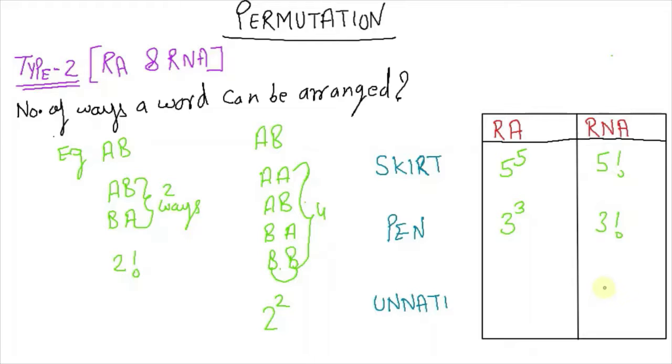In case of Unnati, repetition is not allowed, it will be 1, 2, 3, 4, 5, 6, 6 factorial divided by 2 factorial because N is repeated here twice, so we will divide it by 2 factorial. And in case repetition is allowed, it will be 6 to the power 6 divided by 2 factorial.